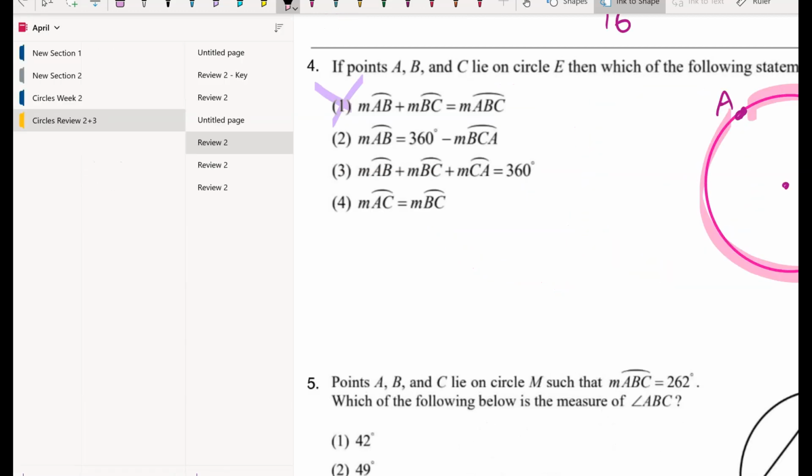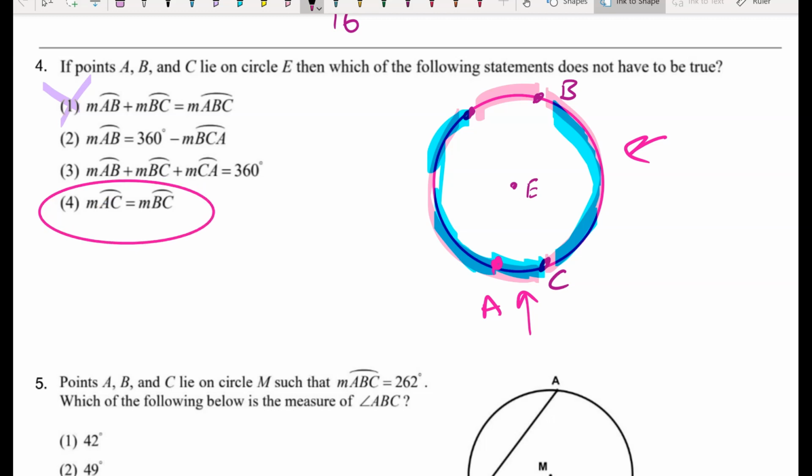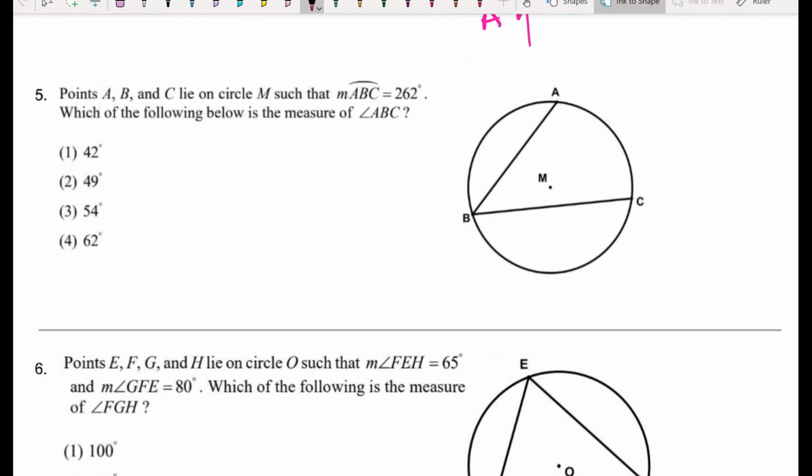But there's nothing here that would suggest that AC, this arc right here, and BC need to be the same measure. I could have put point A and B anywhere else. Think about if I put point A all the way down here, then AC is way smaller than AB, so those are not necessarily the same length.